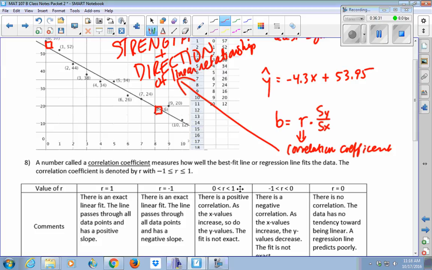If it's 1, it's going in a positive direction: as x increases, y increases. If it's -1, it has a negative slope: as x increases, y decreases.